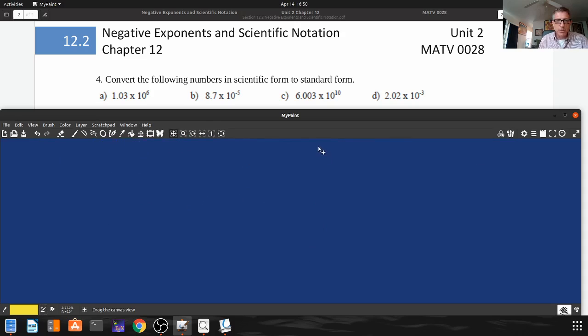Let's do it with question B. Now in this case we have 8.7 times 10 to the minus 3. No, sorry, 10 to the minus 5. Now 10 to the minus 5 is equal to 1 over 10 to the 5th. Just move the exponents there, right? Using what we just learned. So that's a really small number.